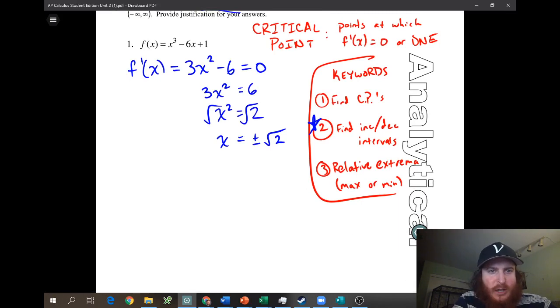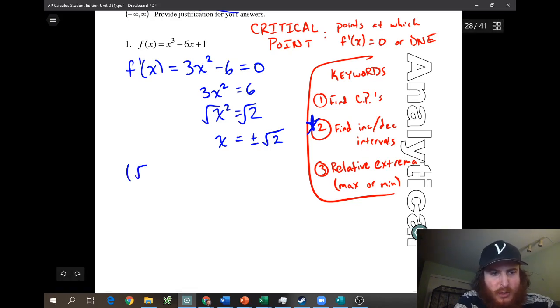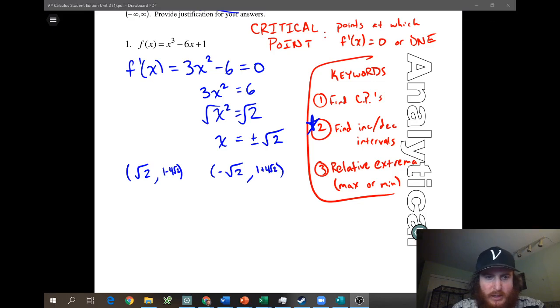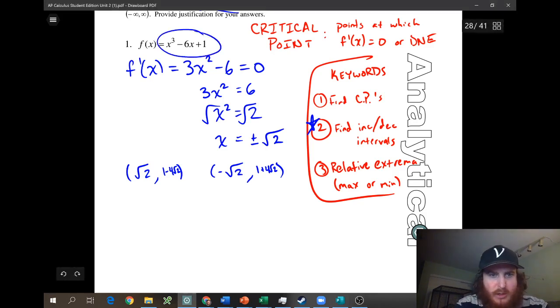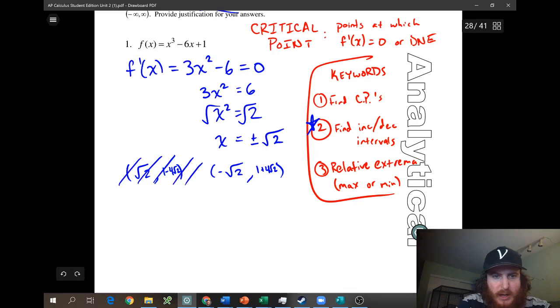Now, in this question, they didn't ask us to do this. But if we wanted to find the actual critical points, we would take square root of 2 and plug it back into f of x, and take negative square root of 2 and plug it back into f of x. I went ahead and did that for you. 1 minus 4 square root of 2 would be the y value when we plugged in square root of 2 to the original, and 1 plus 4 square root of 2 would have been our other y value. But this question didn't ask for the critical point, so we don't need to worry about that. I'm just showing it because on the homework, we may have to do that.